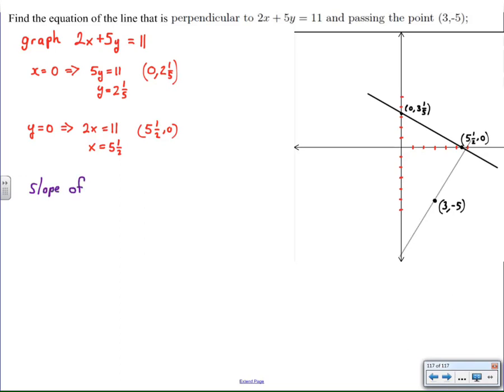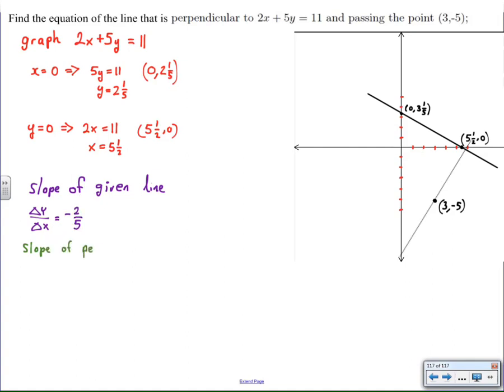I need to figure out what the slope of the given line is, and there's a couple ways you can do that. One of the ways is to take this equation right here and solve for y. Doing so, I get negative 2/5. Another way would be to take your change in y over change in x, that's 3 1/5 over negative 5 1/2, to get the slope of negative 2/5. But either way, that is the slope of the given line.